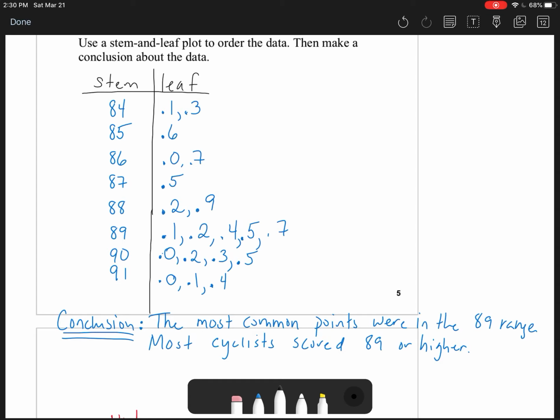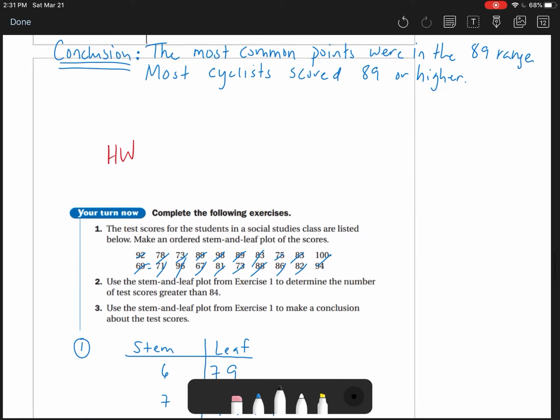The conclusion we can draw from this is that the most common points were in the 89 range, and most cyclists scored 89 or better. You can see that from the flow or where the information is more concentrated. Up top in the 84s, 85s, you don't have that much. It's more concentrated below 89, 90, 91.